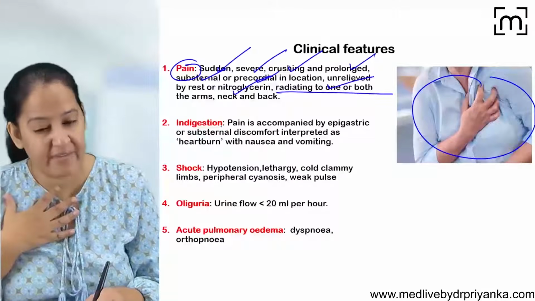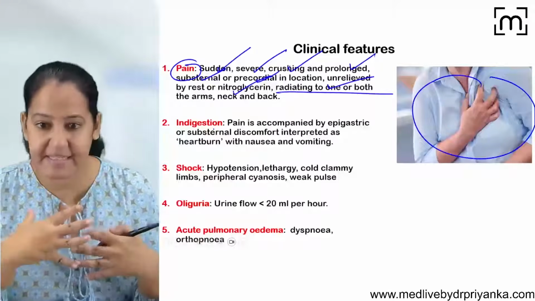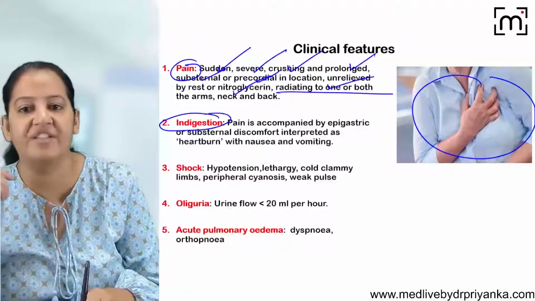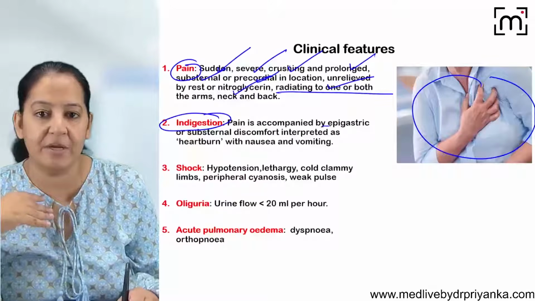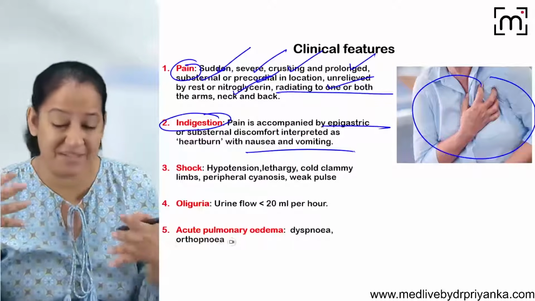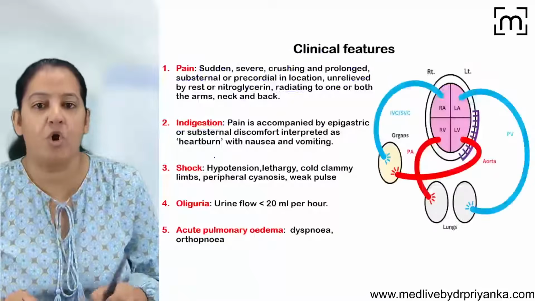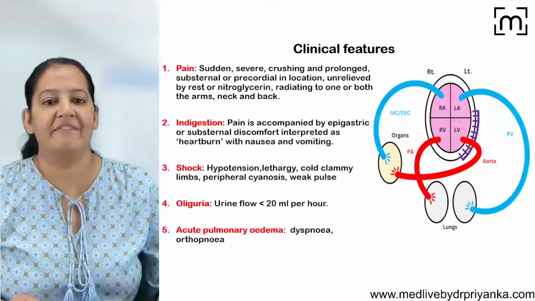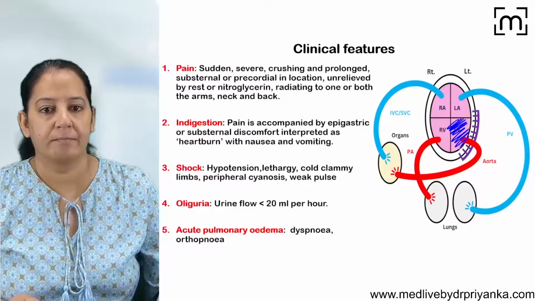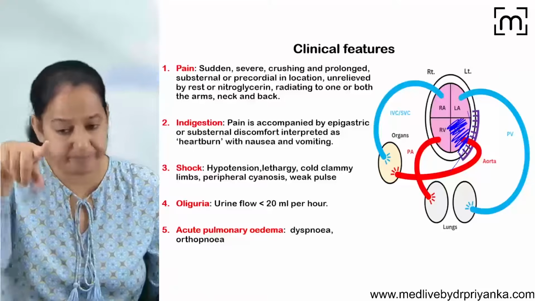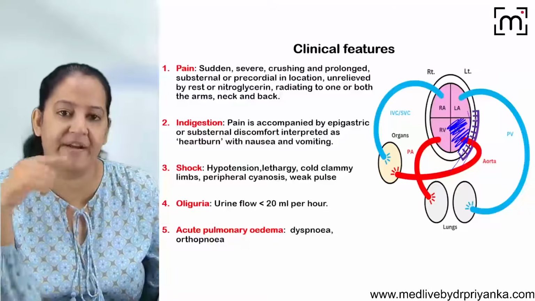Okay, whenever we have severe pain anywhere in the body, we have acidity. So due to the acidity, the person can have indigestion, epigastric pain, nausea, vomiting, because the person is having severe pain because of which there is severe acidity. The person can go in shock. What do you mean by shock? Now see, the left ventricle is not pumping because a portion of the wall of the left ventricle is dead.